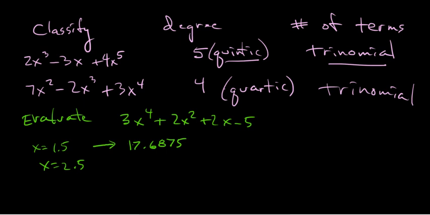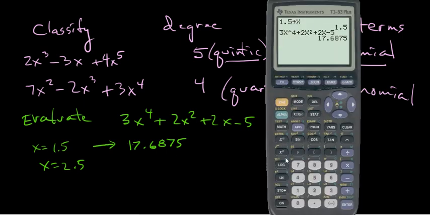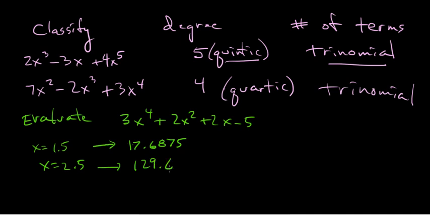And so what do you do if you want to do this for x equals 2.5? You type 2.5, store as x, enter. And what about, do you have to type all that stuff back in again? Nope, just second enter, and there it is again, enter, and now it's 129.6875. So anytime you have a polynomial like that.